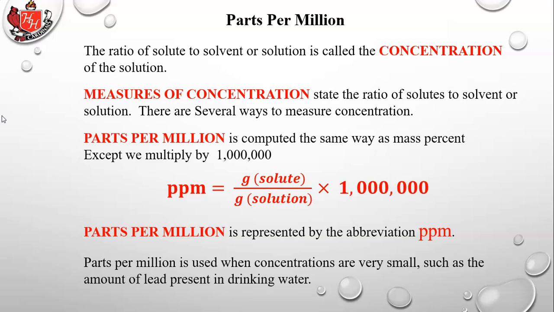So instead of multiplying by just 100, you multiply by a million. There are also parts per billion, where you multiply by a billion, and even parts per trillion, where you multiply the whole thing by a trillion. Okay?